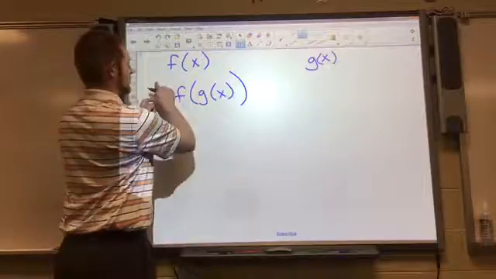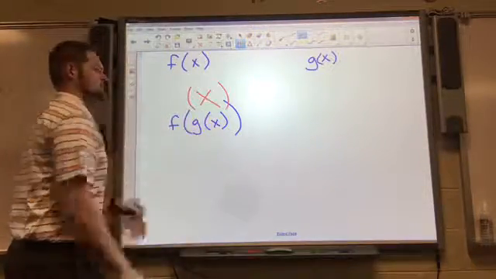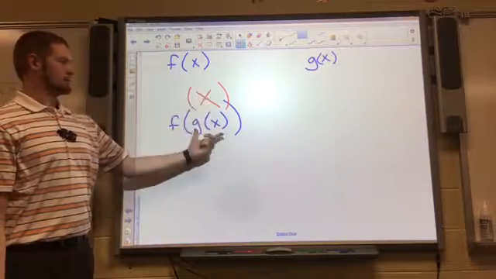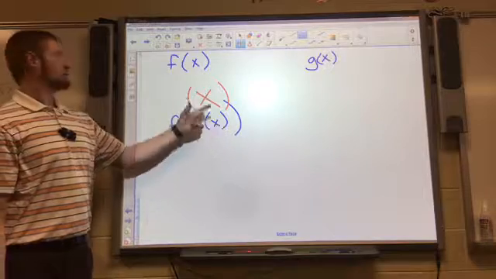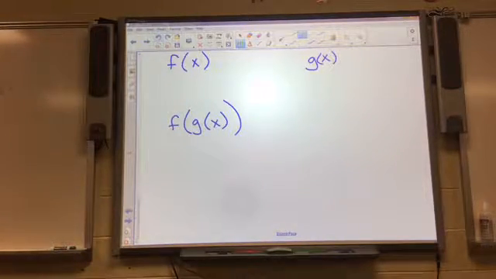Okay, what usually comes after my f and x? So isn't this like one big x right here? Okay, but everywhere I saw an x, I plugged in g of x. Okay, so everywhere I see this, I'm going to plug in the whole g of x function.